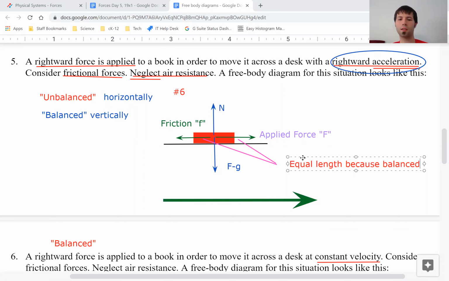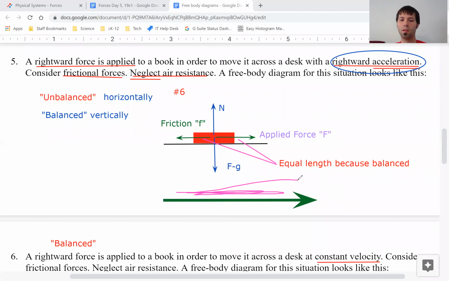So number 5 and 6 are exactly the same. The only difference is friction is just as big as the applied force because there's now constant velocity. Remember, even though it's moving to the right, I can have motion as long as it's constant velocity and still be balanced. All right, we can go to the next one.